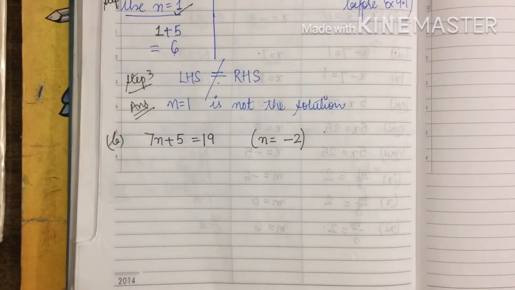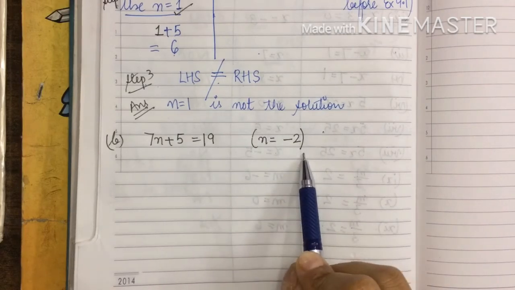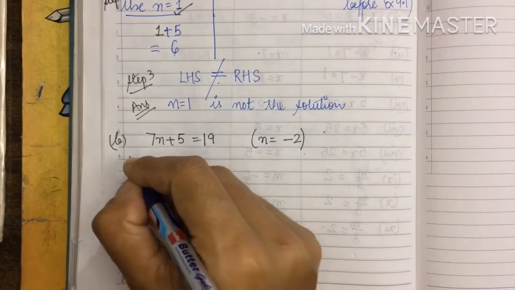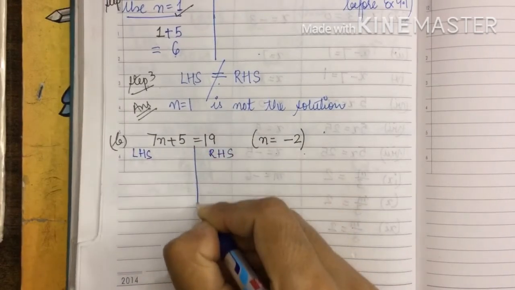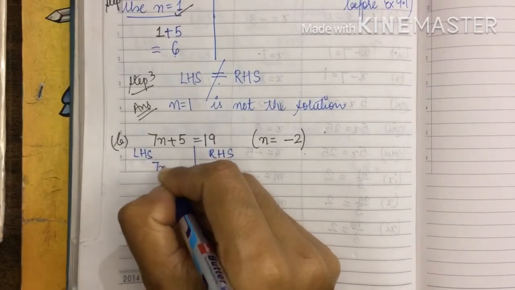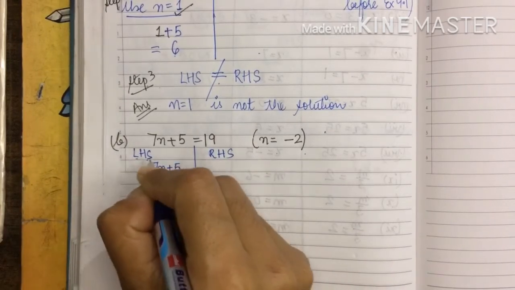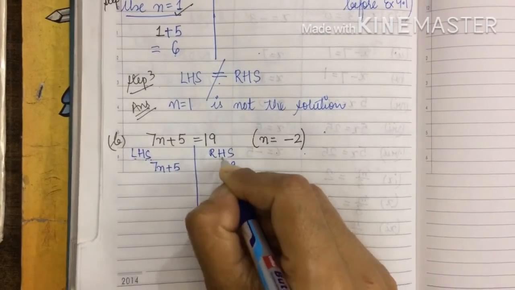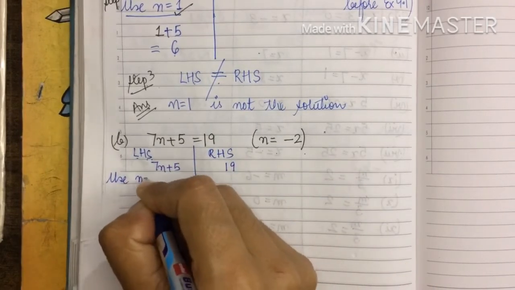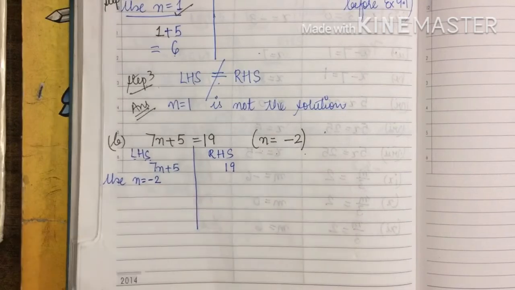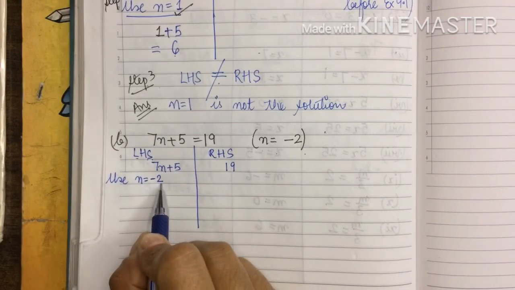Second part, we have 7n plus 5 equals to 19. N is given to be minus 2. Now let's do it step by step. First step, separate the two sides. We have 7n plus 5 on left hand side, 19 on right hand side. The next step is to use the value given. Use n as minus 2. So n will be replaced by minus 2.